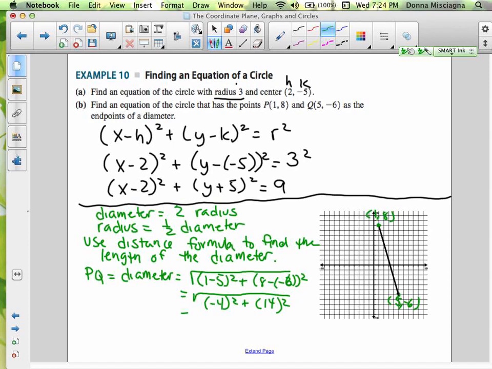So that's going to be 16 plus 196. So that's going to be equal to 212. Not exactly a pretty number. Square root of 212. Let's see if we can simplify that at all.